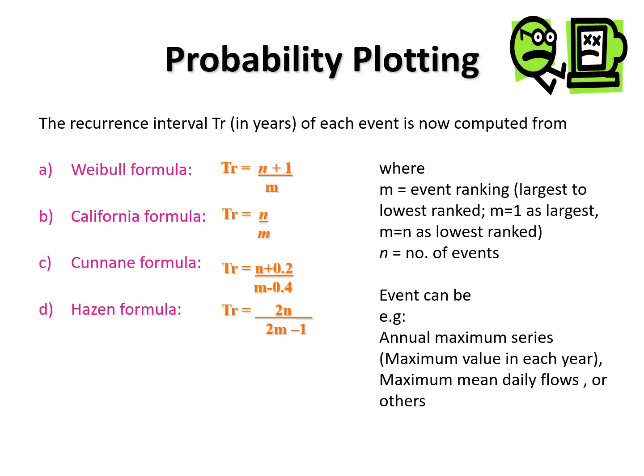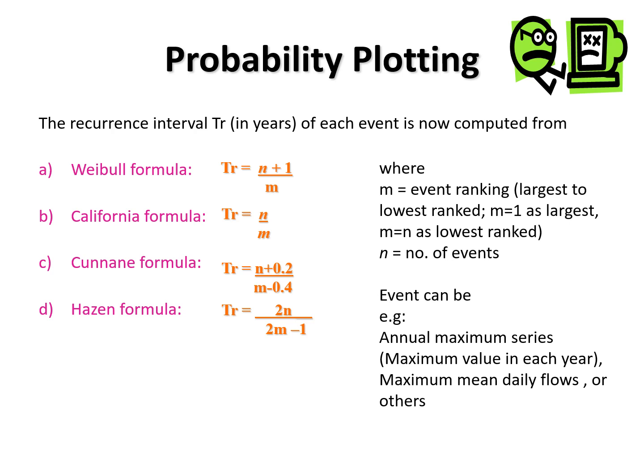For probability plotting, there are also a lot of formulas. Basically, TR is the recurrence interval, the same as ARI. The variables that you need to know are N and M. M is the event ranking. So you rank your rainfall data from largest to lowest, where 1 is largest and the lowest is the number of data you have. I will show you later. And events can be annual maximum series, maximum mean daily flows, or others.